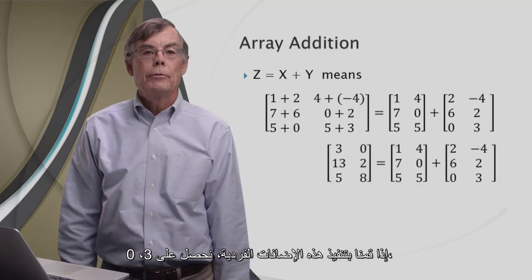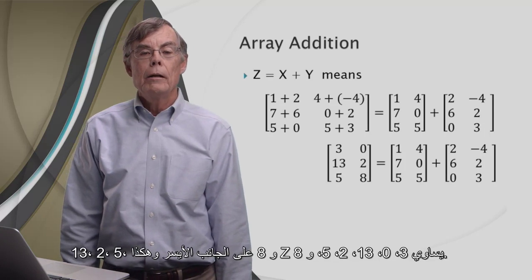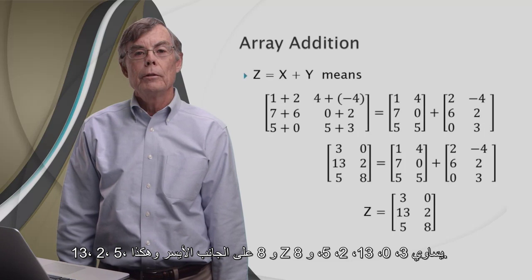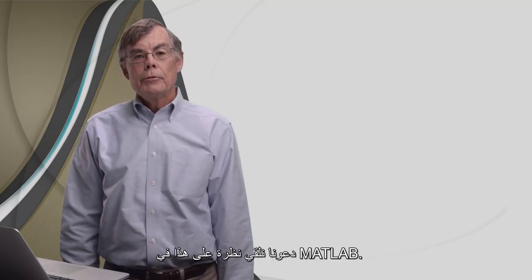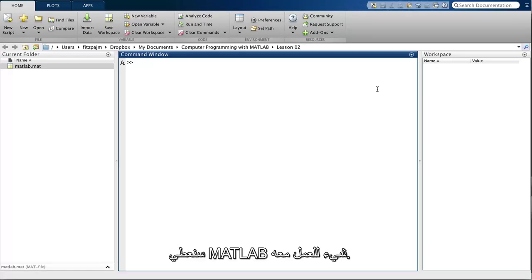If we carry out these individual additions, we get 3, 0, 13, 2, 5, and 8 on the left side. And so z is equal to 3, 0, 13, 2, 5, and 8. Let's take a look at this in MATLAB. We'll give MATLAB something to work with.